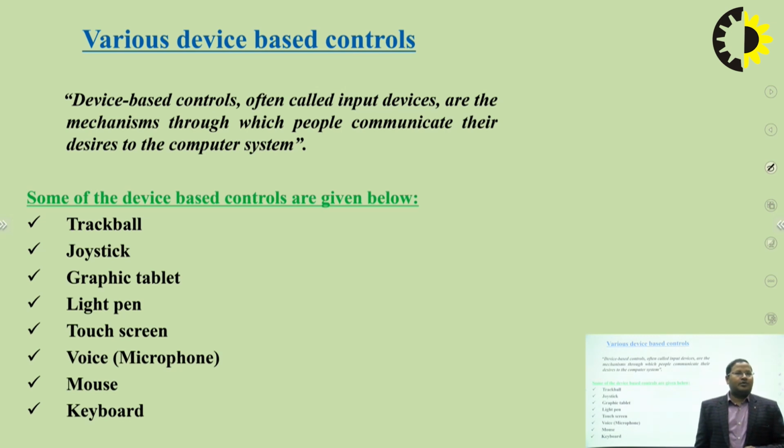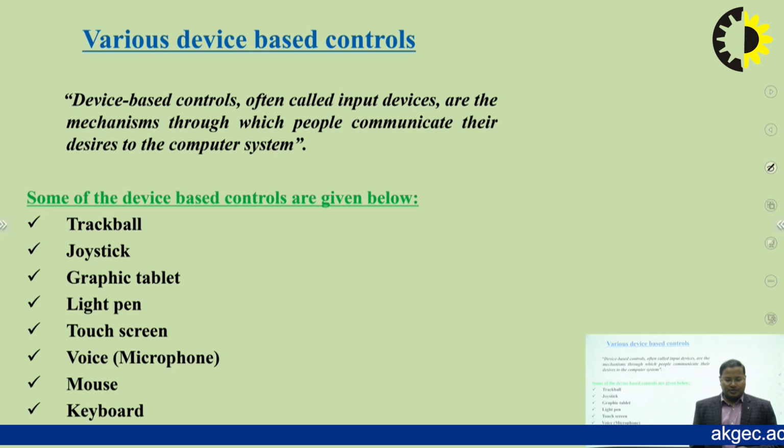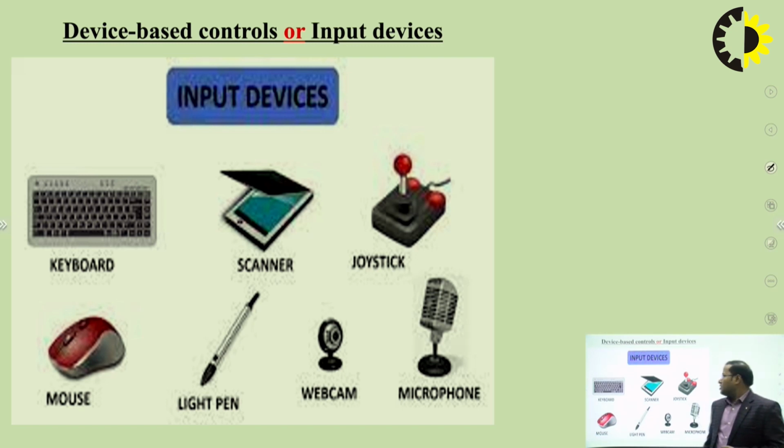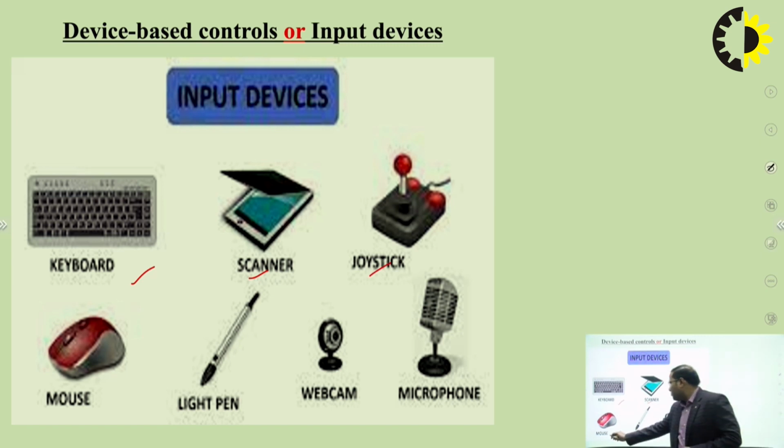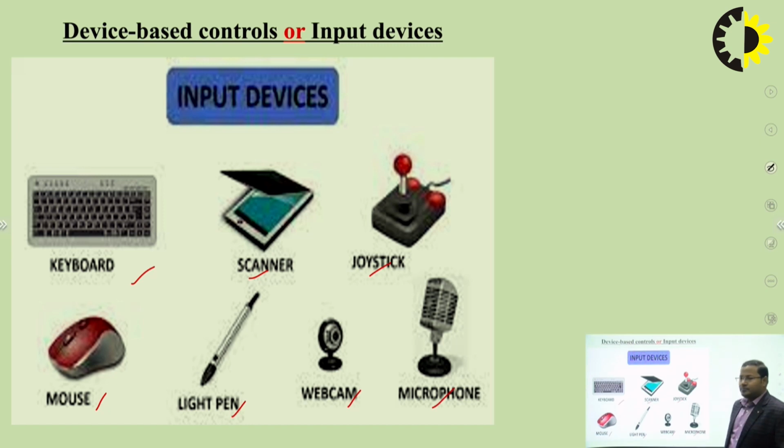Now, the next point, which is very important to understand, is various device-based controls. Device-based controls, also known as input devices, are the mechanism through which people communicate their desires to the computer system. Some of the device-based controls are given below: trackball, joystick, graphic tablet, light pen, touch screen, voice, that is the microphone, mouse and keyboard. Here in this diagram, different input devices are shown: keyboard, scanner, joystick, mouse, light pen, webcam and microphone. To control the system, to give input to the system, these devices are required depending upon the situation.